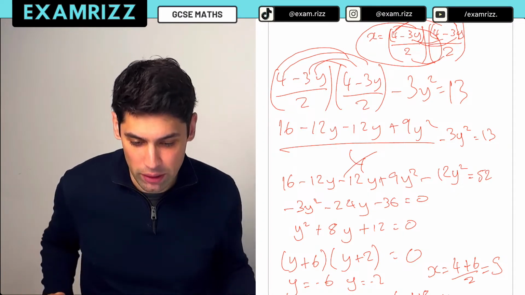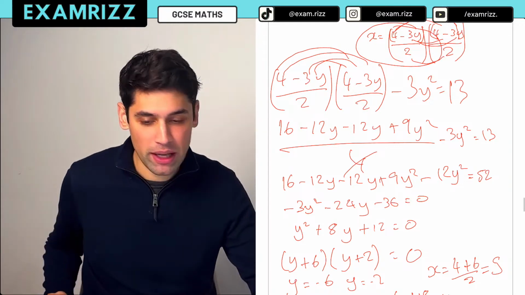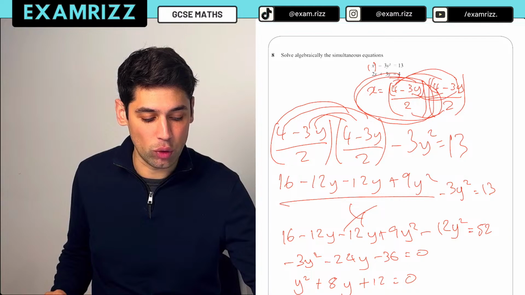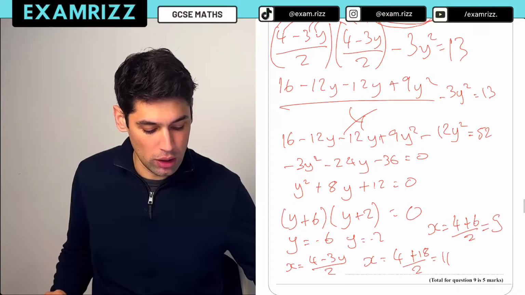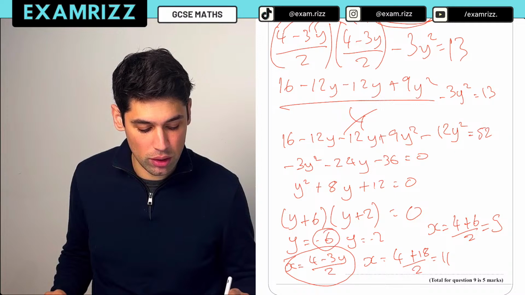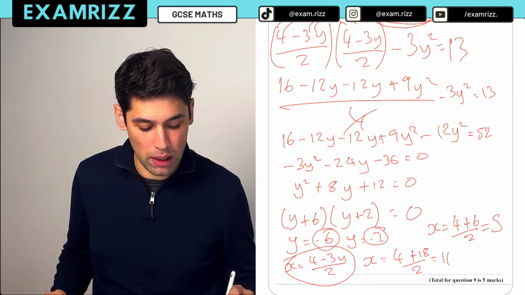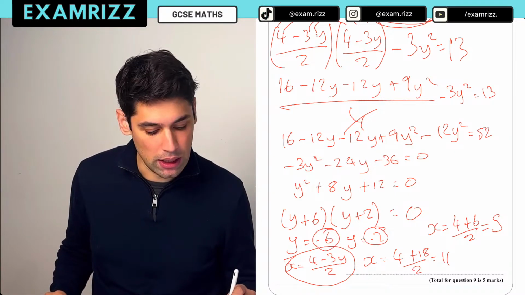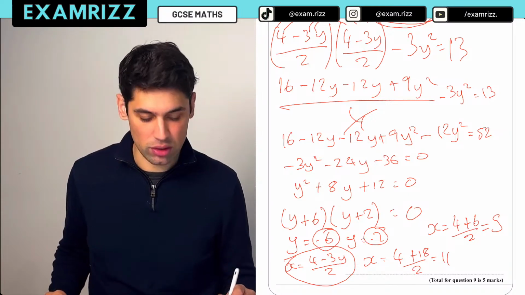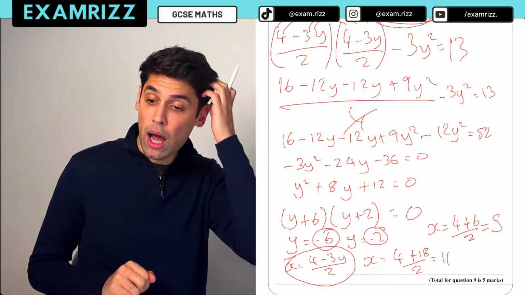Let me just ask this question. How did 4 plus 18 divided by 2 come? Just from the original formula up here. Remember, we rearranged that to x equals 4 minus 3y over 2. I wrote it down here again, and I just plugged in the two values of y. So 4 minus 3 times minus 6 creates the 4 plus 18, and then over 2. So that's just a bit of substitution at the end there.